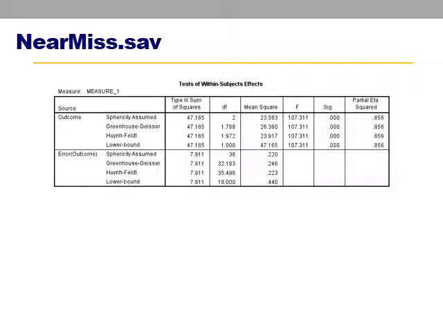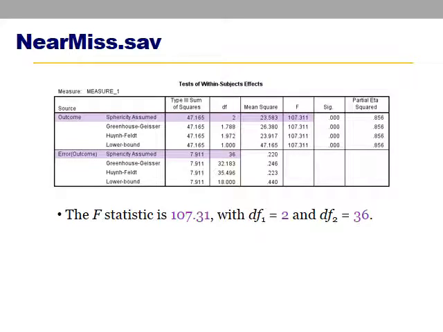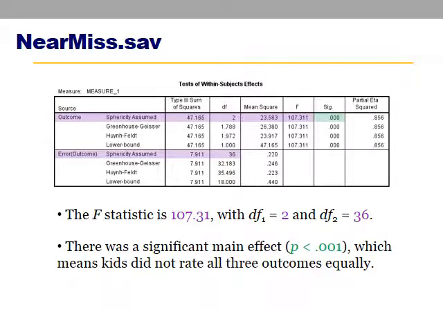When we find the tests of within subjects effects table, this table will tell us the results of our F-test and therefore whether we have or have not found a main effect. As a reminder, we'll use the output in the sphericity assumed rows of this table. The F statistic here is huge, 107.31. Our degrees of freedom values are going to be 2 and 36. Those are all numbers that we're going to want to include in our final answer.